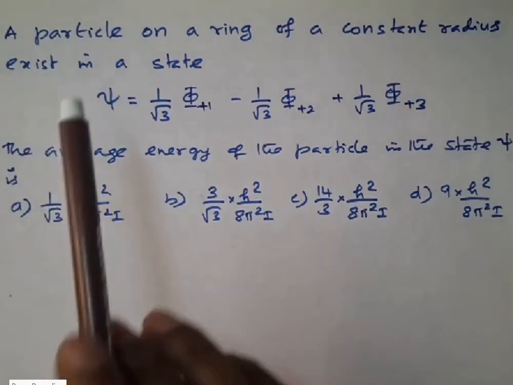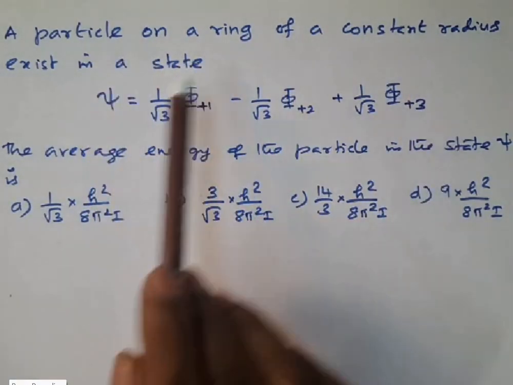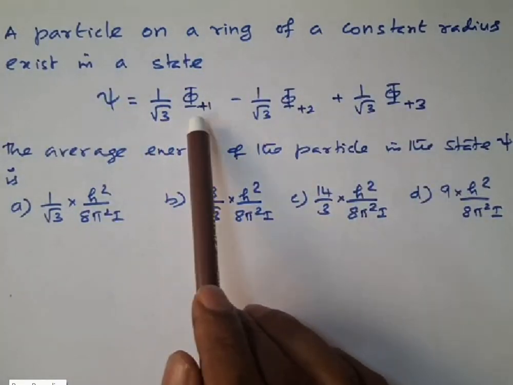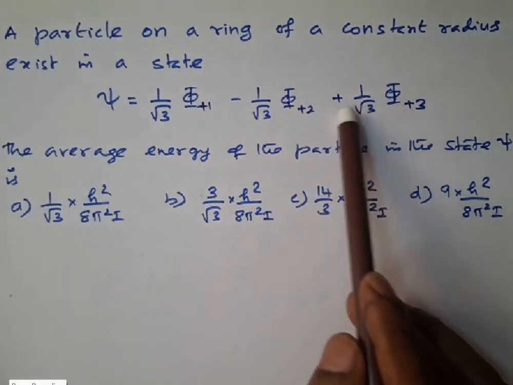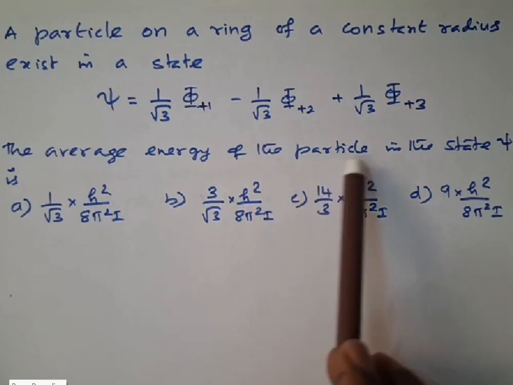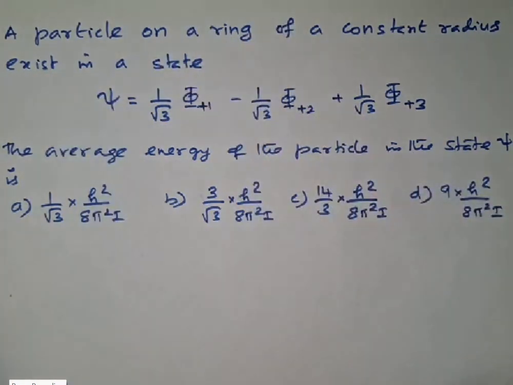So what is given here? A particle on a ring of constant radius exists in a state. Some state is given here: 1 by root 3 phi plus 1, minus 1 by root 3 phi plus 2, plus 1 by root 3 phi plus 3. In this state, what is the average energy of the particle? That we need to find. Four options are given here.